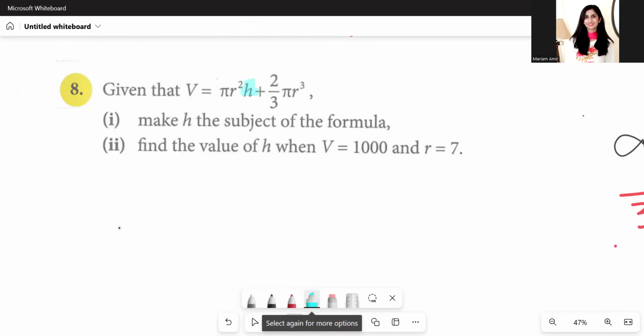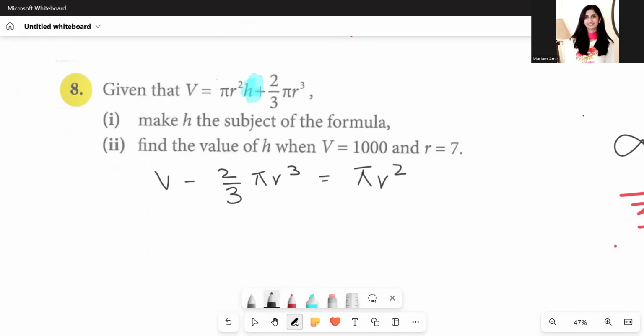We need to make this the subject. So how do we do that? Right now, V is the subject. We need H to be the subject. So how do we move around the rest of the values? Pi r square cannot break from H. Or 2 over 3 pi r cube can go to the other side and become minus 2 over 3 pi r cube. It is attached with this, it cannot break that. So we can write V minus 2/3 pi r cube equals pi r squared H.